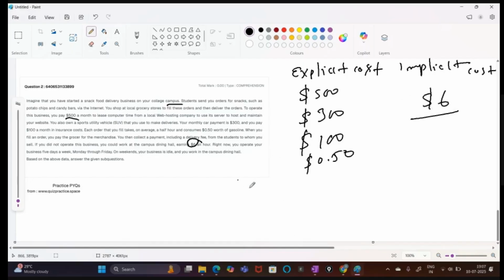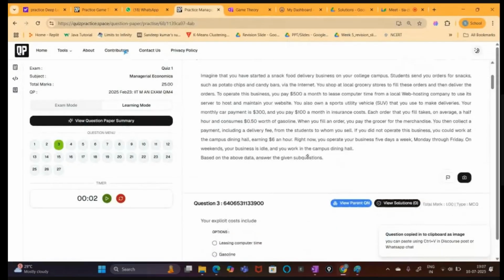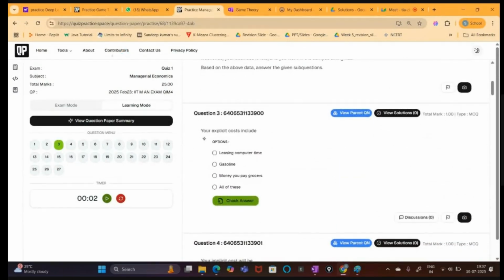So, moving on to the first question. It is asking which your explicit cost includes. Leasing computer time is in explicit cost. Gasoline is also in explicit cost, and the money you pay to the grocer is also in the explicit cost. So the answer would be all of the above.